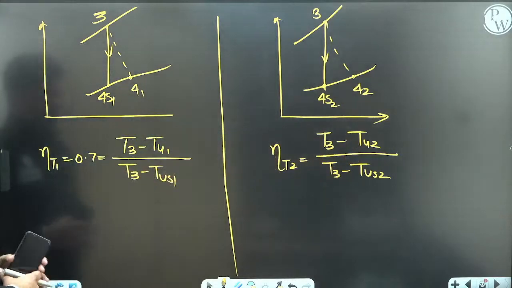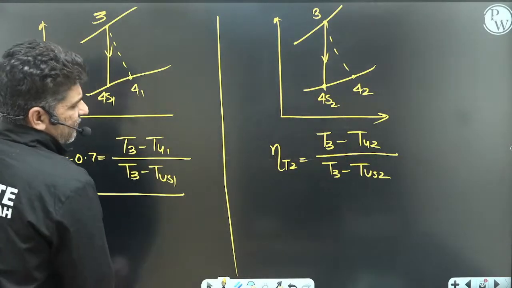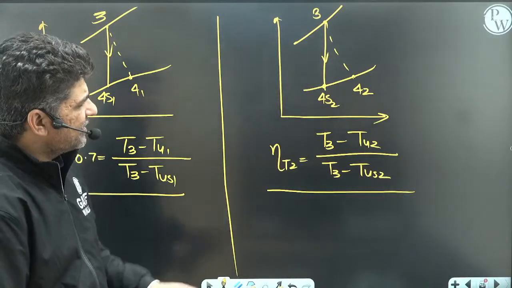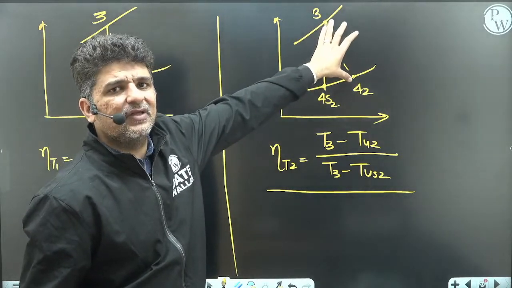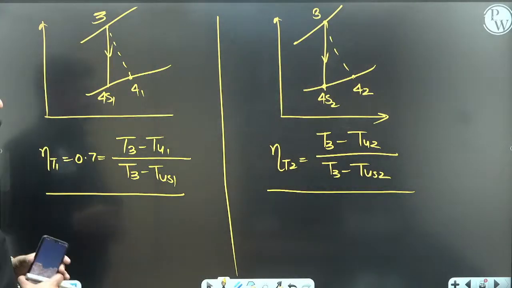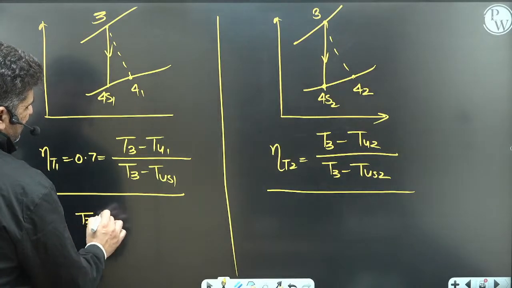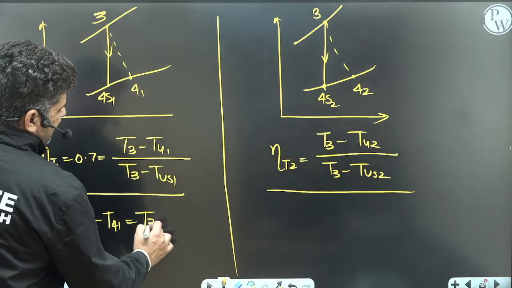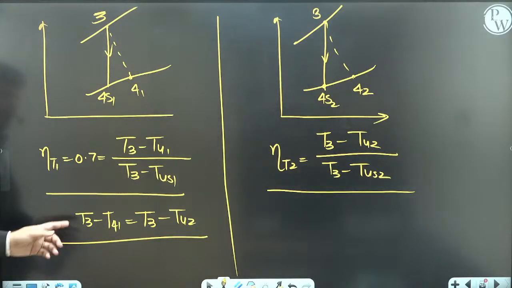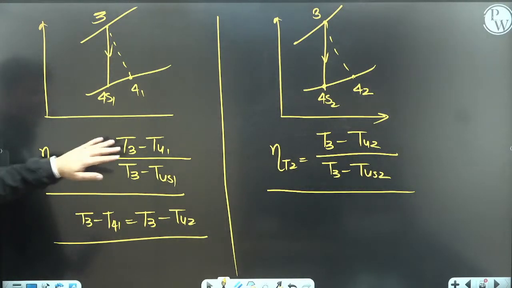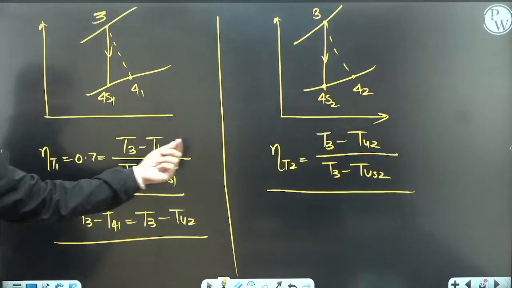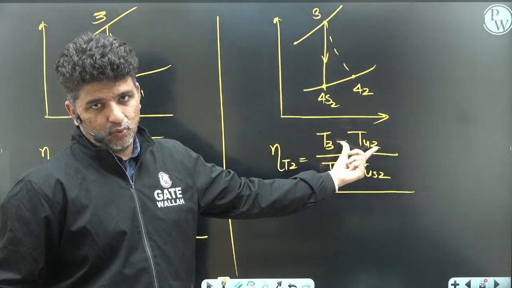Now he says work remains constant. If the specific work of this case and the specific work of that case both remain the same, that means what is the specific work per kg of the airflow? So if T3 minus T42 and T3 minus T41 are the same, he says T3 minus T41 is equal to T3 minus T42. So if this is the case, then over here T3 minus T41 can be written as T3 minus T42. So both these are the same.